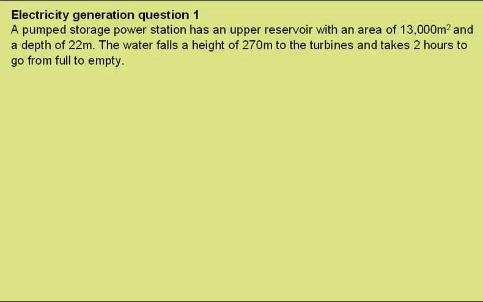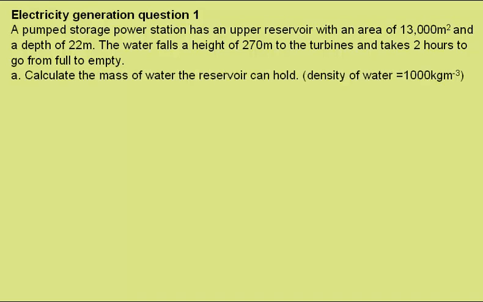Electricity generation, question 1. A pumped storage power station has an upper reservoir with an area of 13,000 square meters and a depth of 22 meters. The water falls a height of 270 meters to the turbines and takes 2 hours to go from full to empty. Part A. Calculate the mass of water the reservoir can hold, given that the density of water is 1000 kilograms per cubic meter.